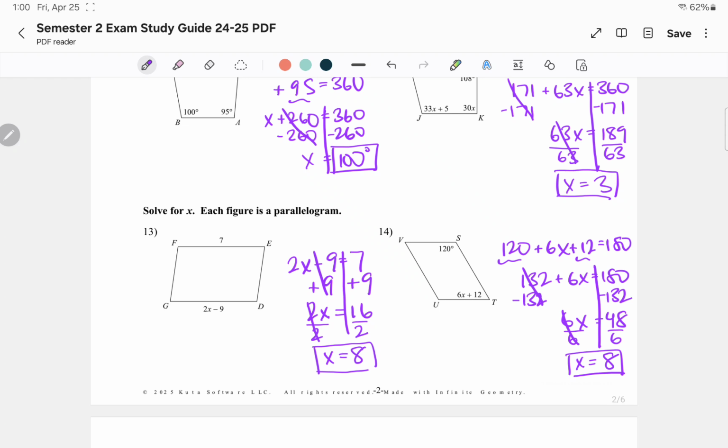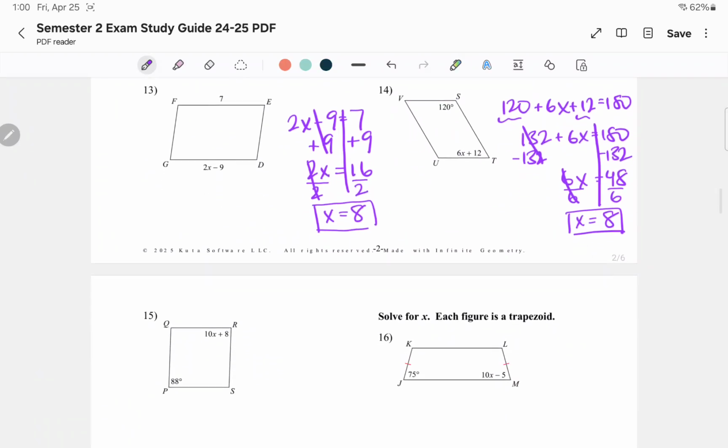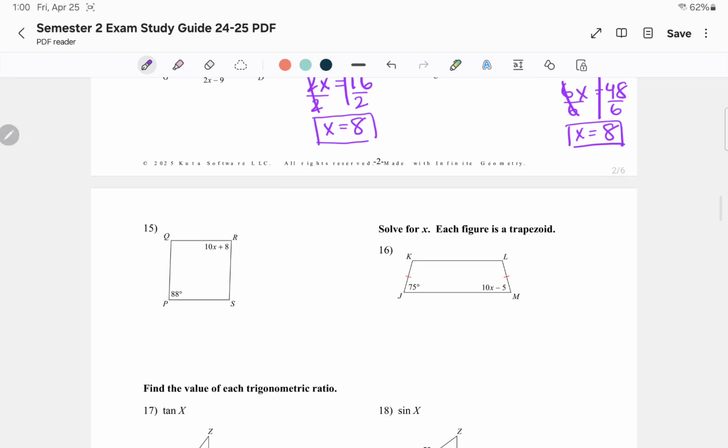All right, so moving along to 15, and then we're going to end this unit 7 with quadrilaterals. We have our parallelogram property saying that opposite angles are equal. So 88 equals 10x plus 8. When we solve, we're going to subtract 8 to get 80 is equal to 10x, and divide both sides by 10 to get x is 8 again.